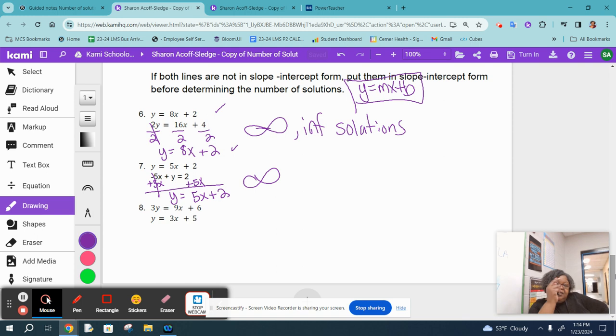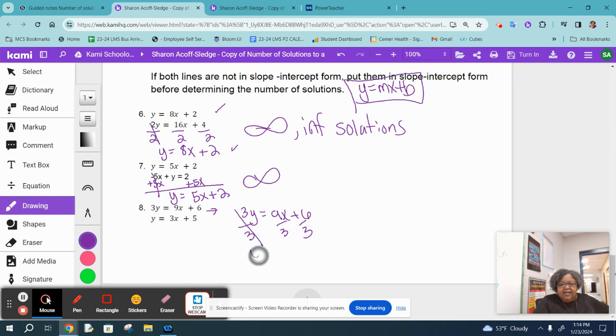What's your question about how to put these in slope-intercept form? Okay, number 8. I need to fix this one. So what do I need to do here? I got 3y, divide everything by 3. So then I'll have 3 divided by 3 is 1. So y is equal to 3x plus 3. Now compare these two. Slopes are the same. Y-intercepts are different, so it's no solution. Correct.